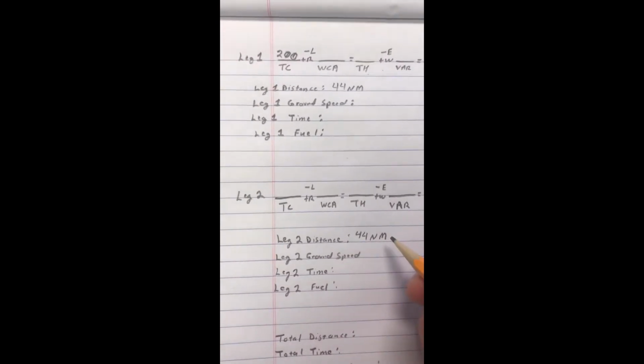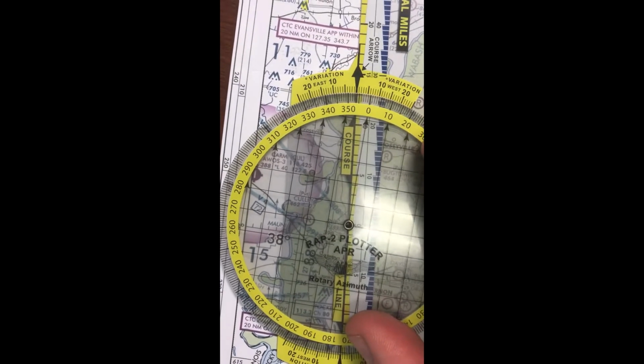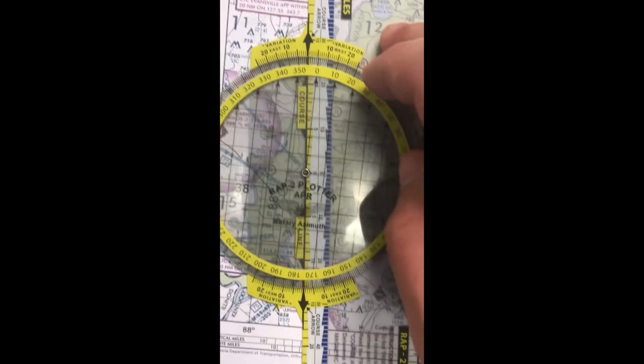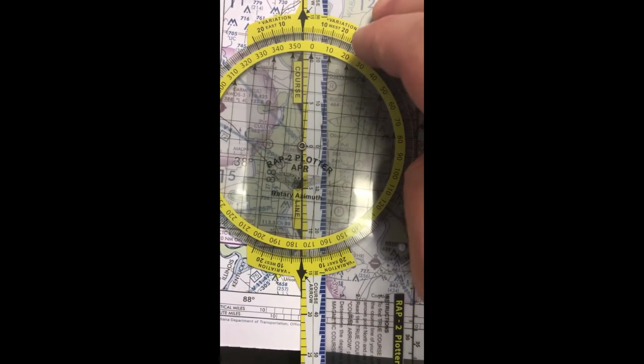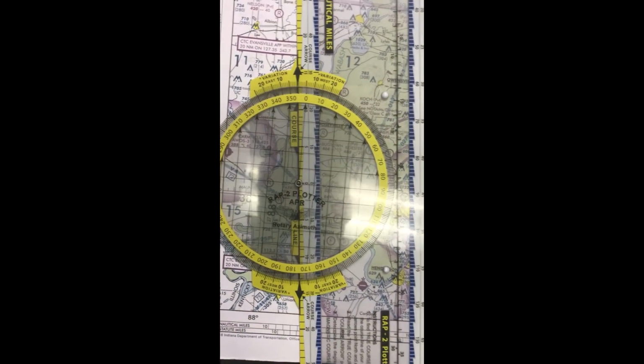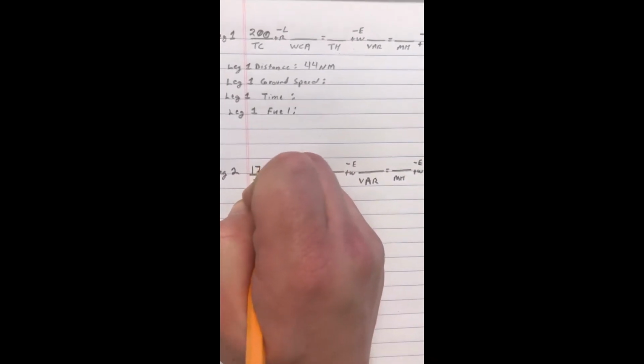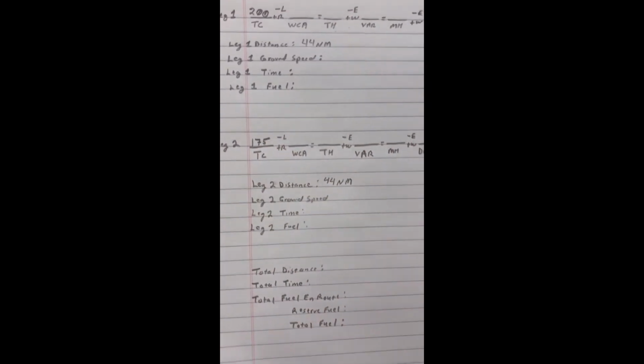And now we'll come up with our leg 2 true course. Doing it just like we did on the last one, we line up our lines until they're about parallel with those lines of latitude. We read it under the true course line. We can see in this case our true course for Lawrenceville to Evansville is going to be approximately 175. So we'll plug that into our equation here for the leg 2 true course.